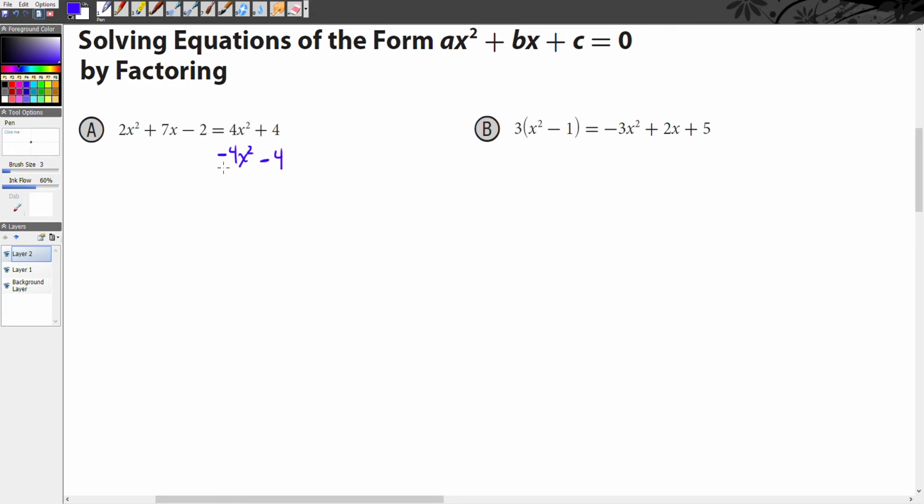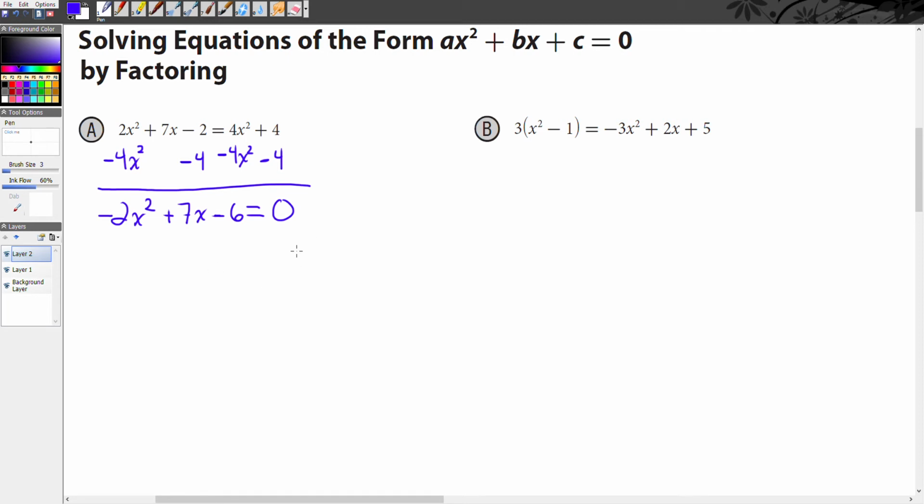And on the left-hand side, I'm just going to line these up. So negative 4x squared comes under positive 2x squared, and negative 4 comes under negative 2. So now we're going to go ahead and combine like terms. So we got 2x squared minus 4x squared, that is negative 2x squared. The 7x stays just the way it is. We have negative 2 minus 4, that's negative 6. And now on the right hand side, all of this is now 0. So we have negative 2x squared plus 7x minus 6 equals 0.